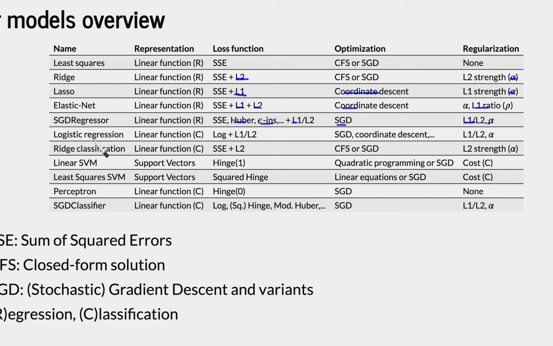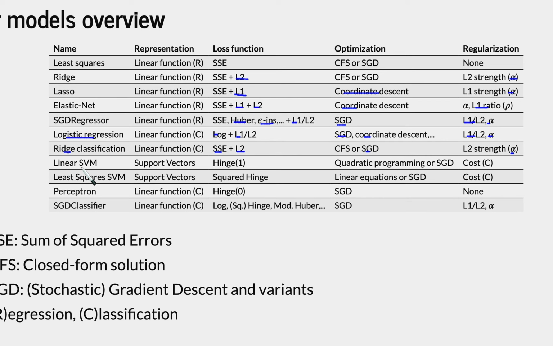For classification, we've seen, first of all, logistic regression, which uses log loss with a choice of L1 and L2. This can be solved with stochastic descent or with coordinate descent or anything else. Here we have to choose between L1 and L2, and we have to tune the alpha parameter. Ridge classification, which is a special case. So here we have the sum of squared errors plus L2. This can again be solved with a closed form solution or stochastic descent. And again, we have to tune alpha.